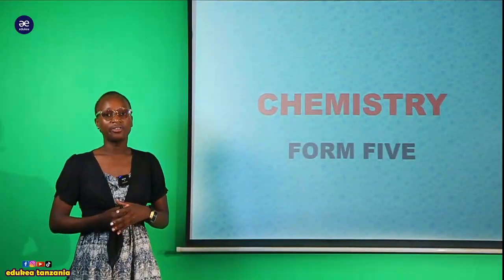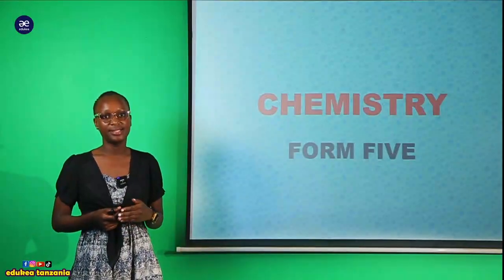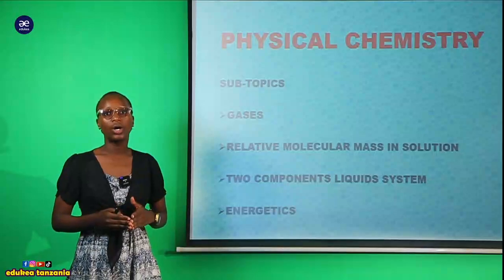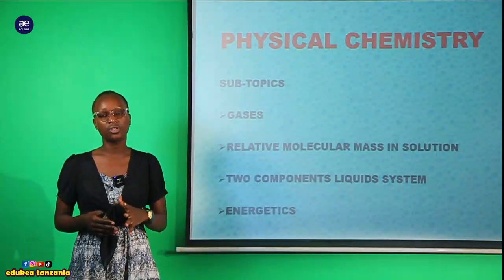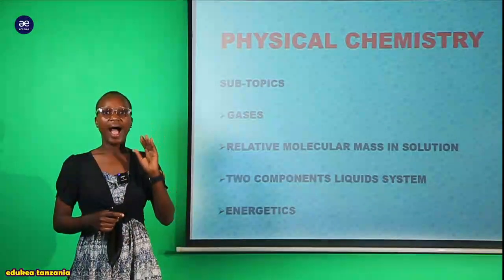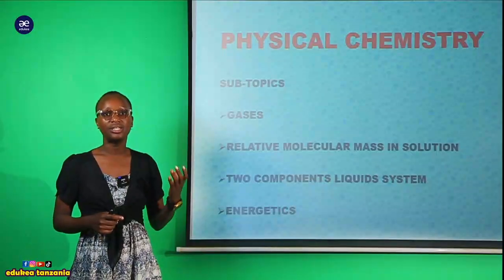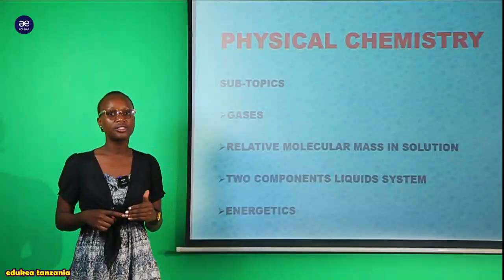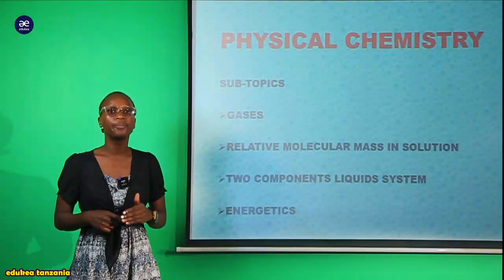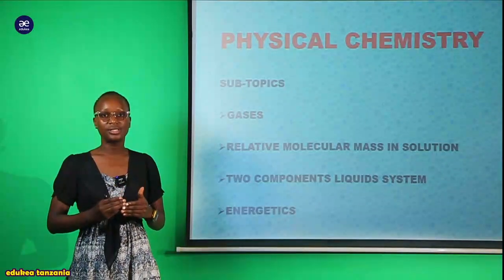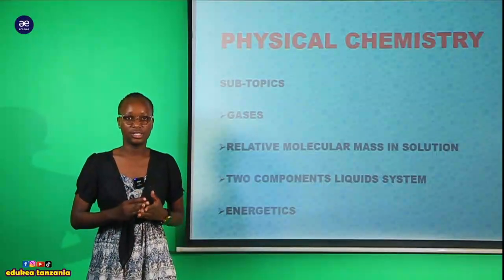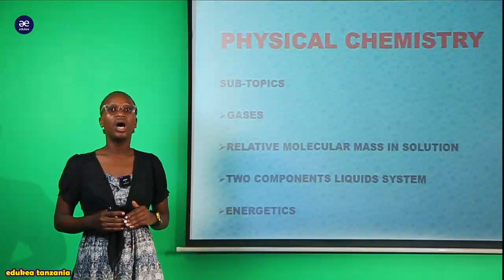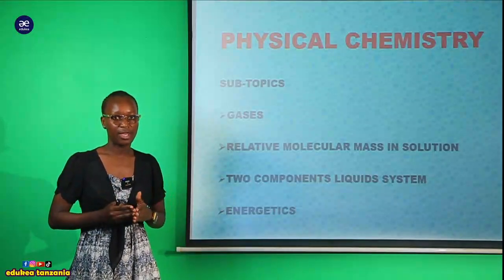And here we have our chemistry subject and our class level is Form 5. My students, we are proceeding with our physical chemistry. As we know, in physical chemistry we have four main topics or subtopics in Form 5 level. We have the concept of gases, the concept of relative molecular masses in a solution, the two-component liquid system, but also we have energetics. So these are the main topics found in physical chemistry at the level of Form 5.